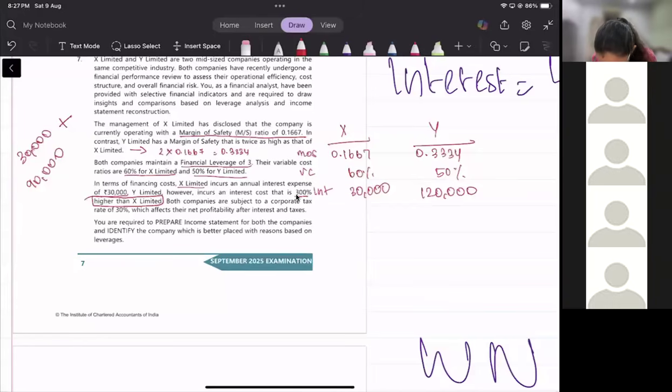Here they have just mentioned it as twice as high, so we just multiplied it with 2. But in case of interest, they have mentioned it as 300% higher than X Limited.